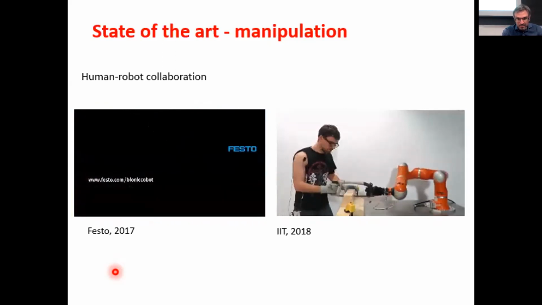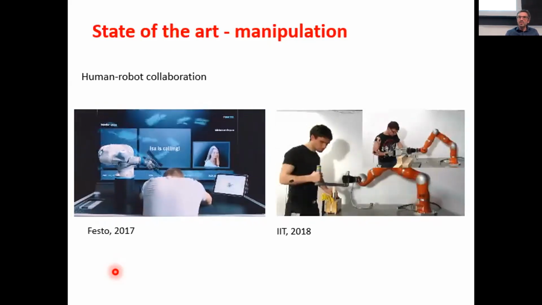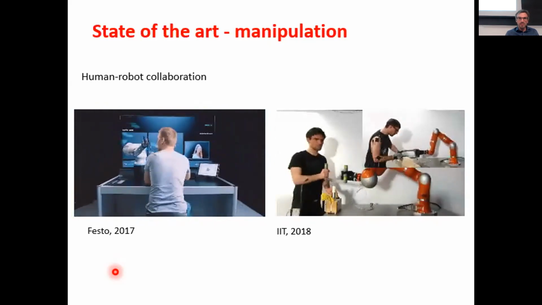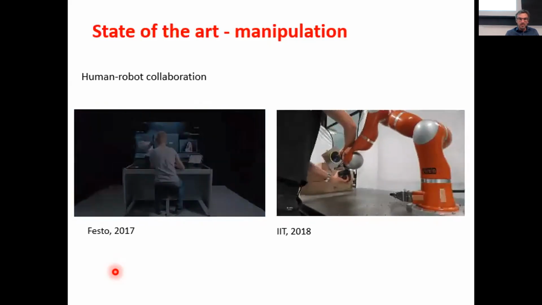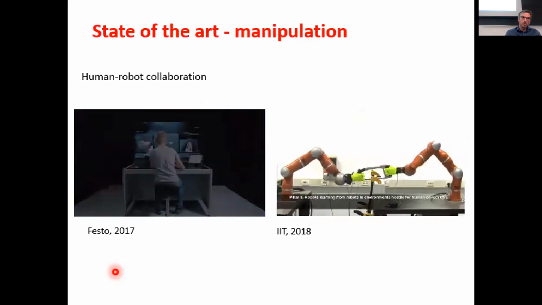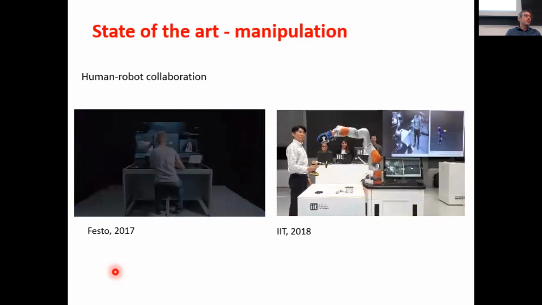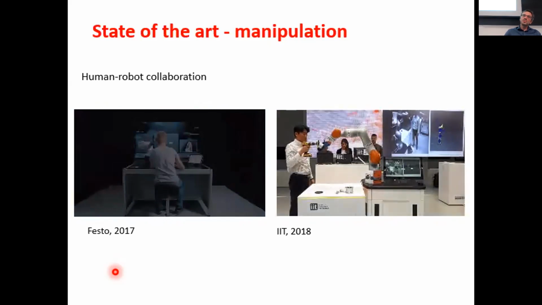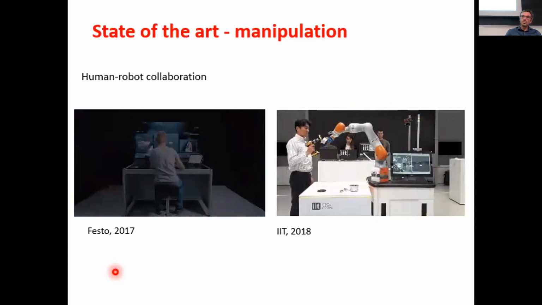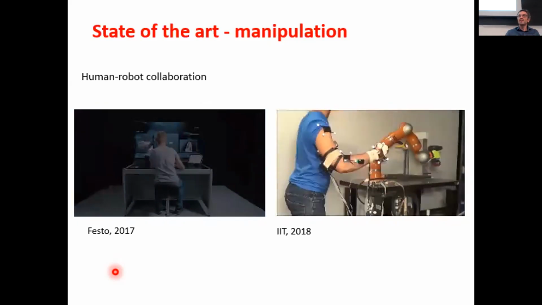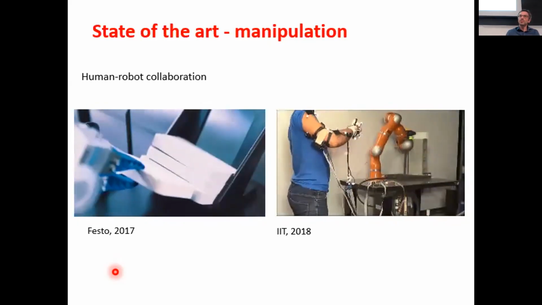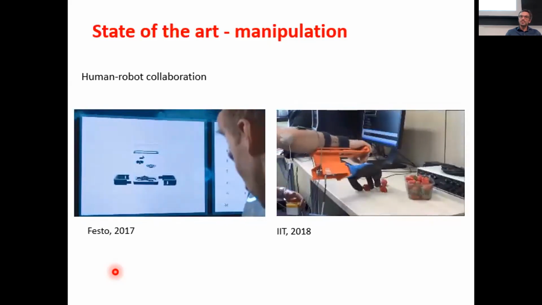The other collaborative task, for example, is in this application that was done in our lab. There is a sewing process where the human at first teaches the robot how to do the motion, and then the robot learns the motion from this demonstration and replays it alone.